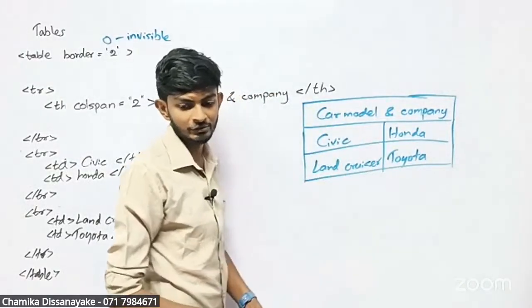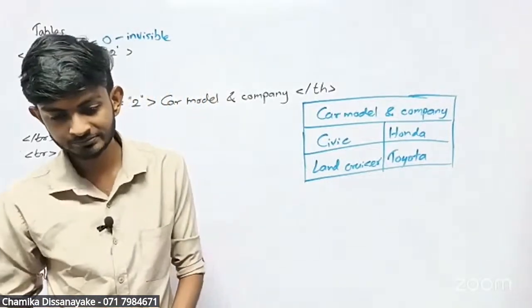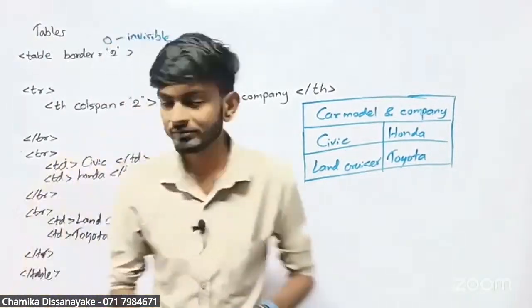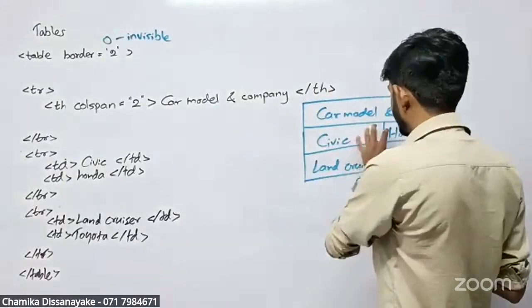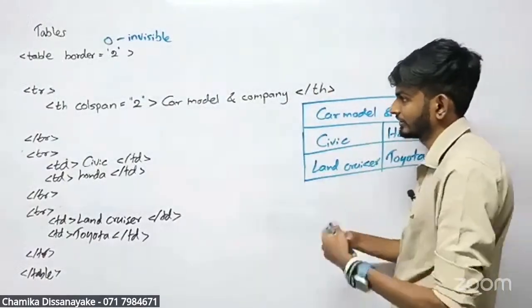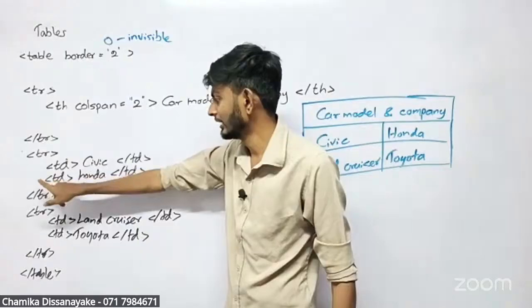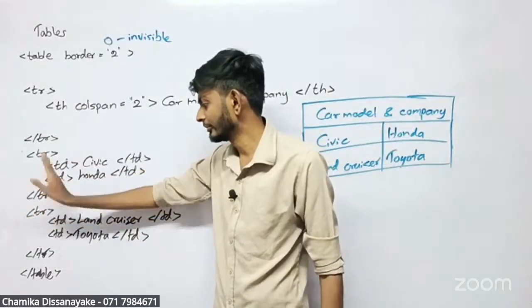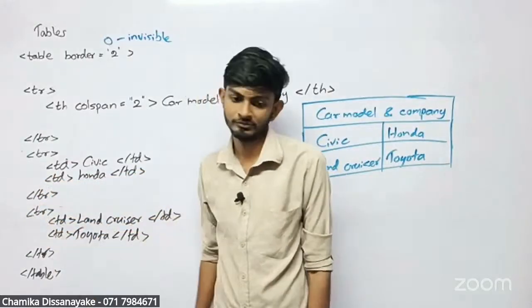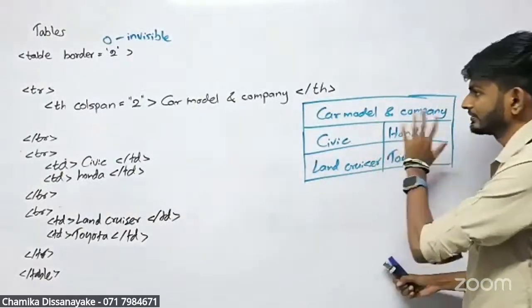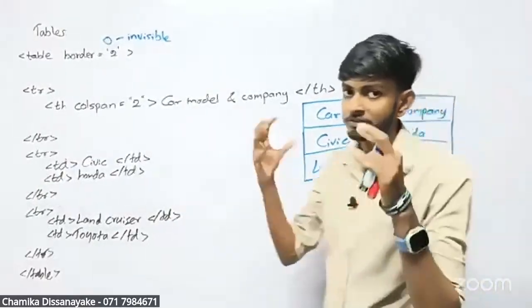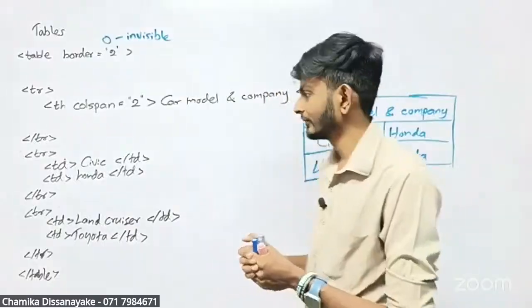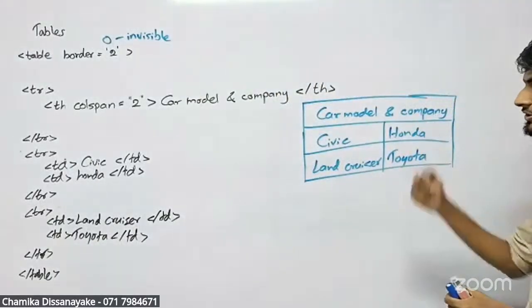So that's what this is, right? Later on we have the same thing. After this one we have another row, two data, and the row is closed, another row, two data. This is called colspan. We are going to merge two columns.